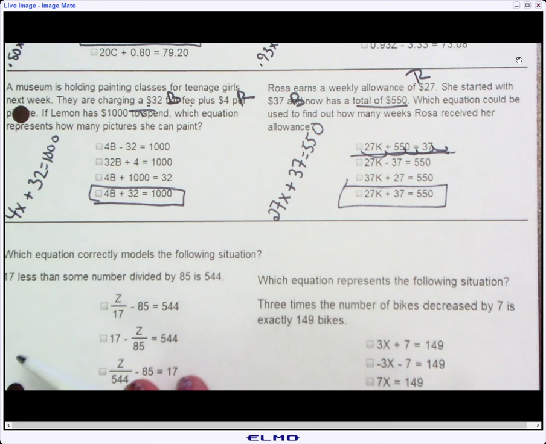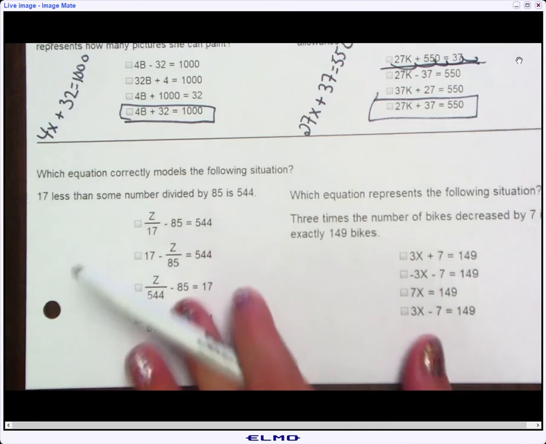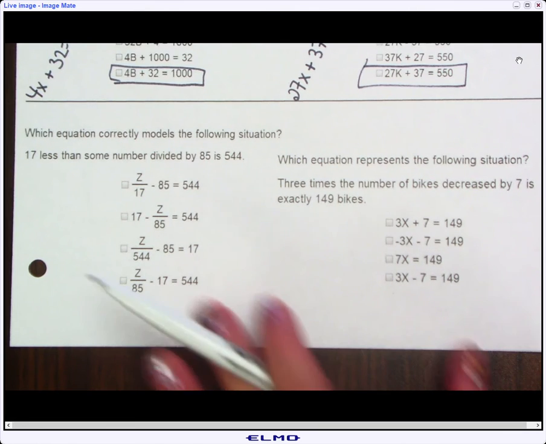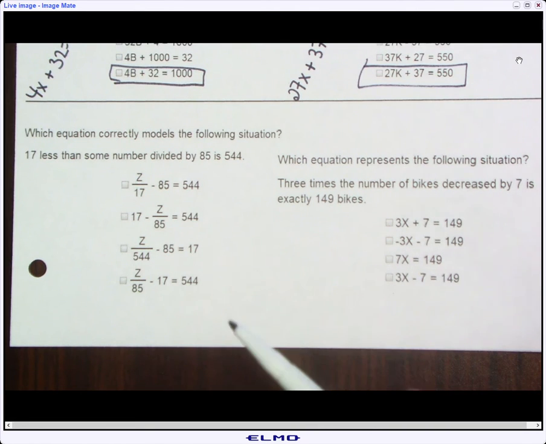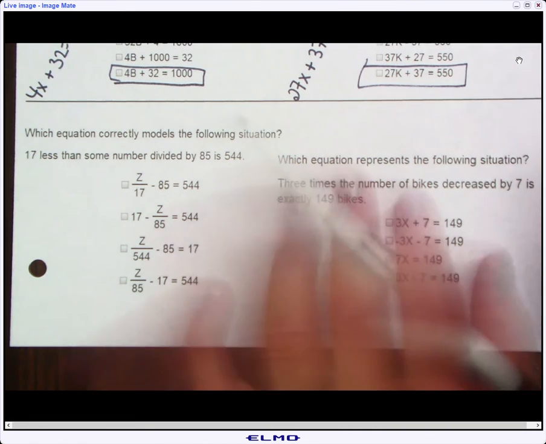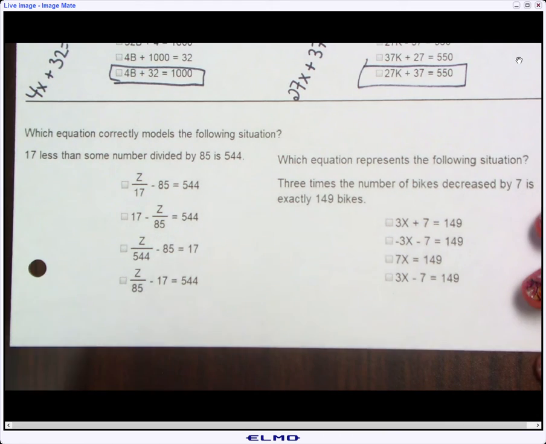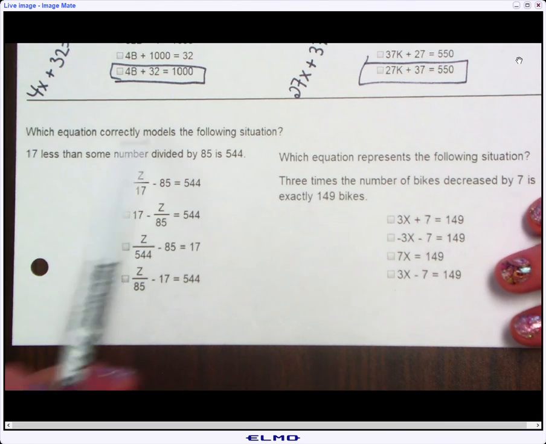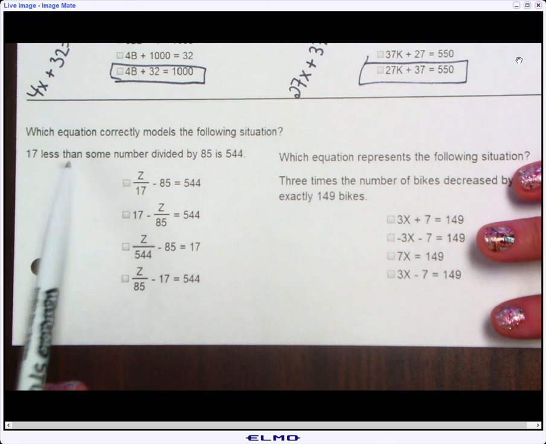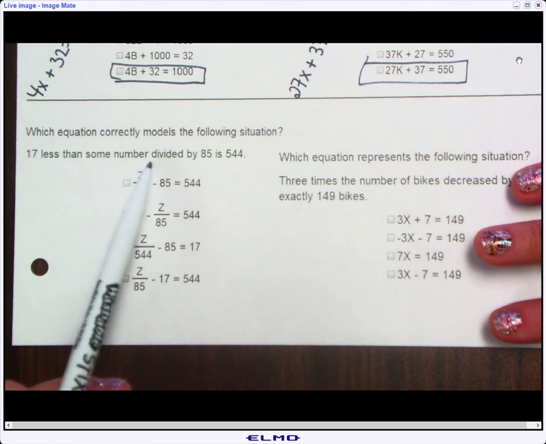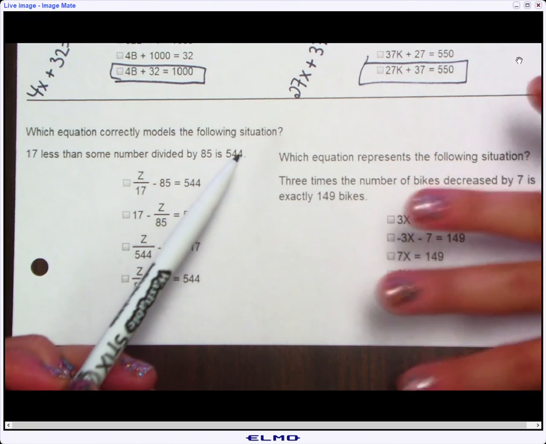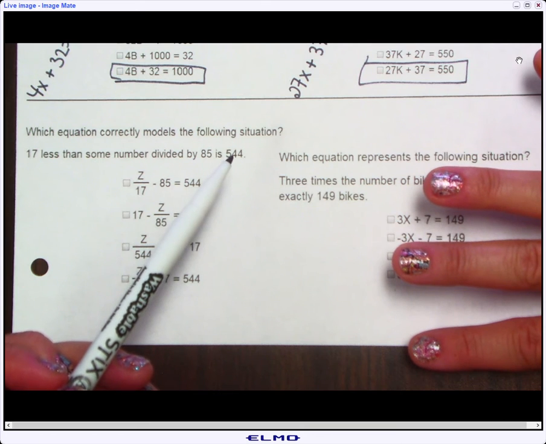All right, the last two problems in this video, they are ones that don't fit the mold. So which equation correctly models the following situation? 17 less than some number divided by 85 is 544.